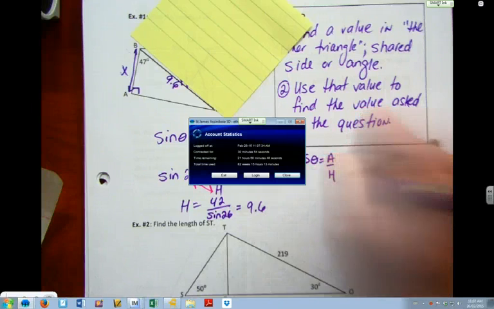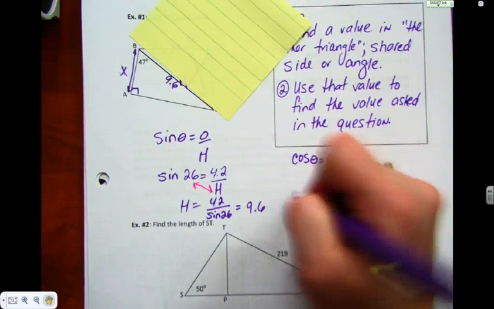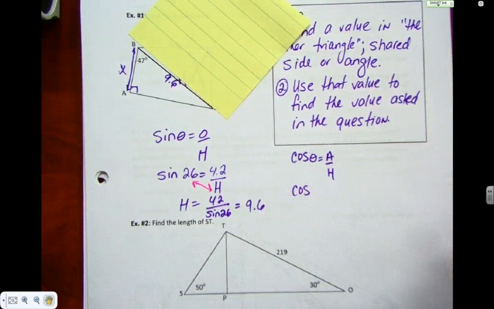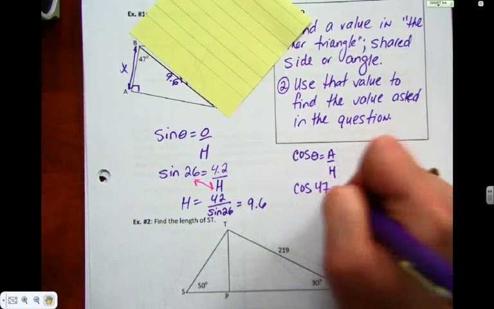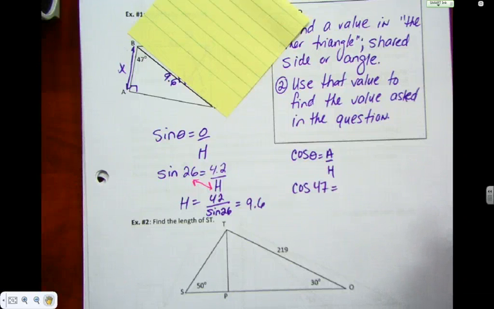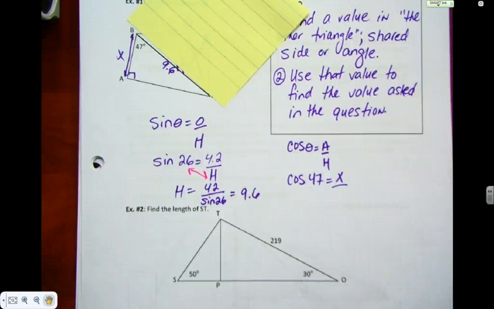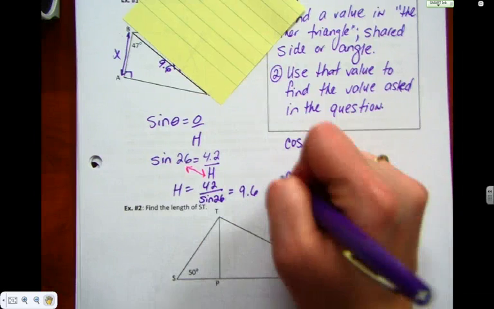Do we have an angle? 47. Do we have A? You can leave it as A, or you can put in X because we called it X, either one. Do we have H? 9.6. How do I get rid of a division by 9.6? Multiply it up to the other side.